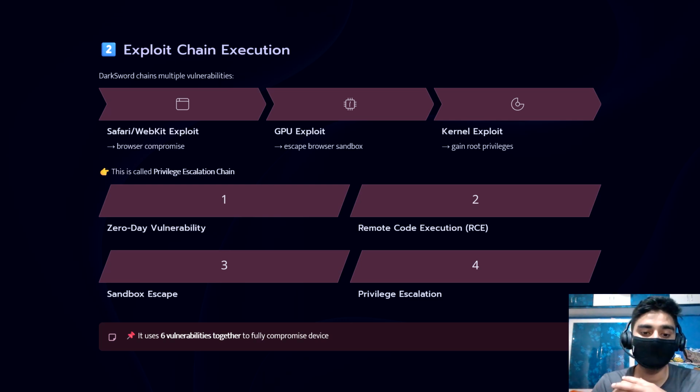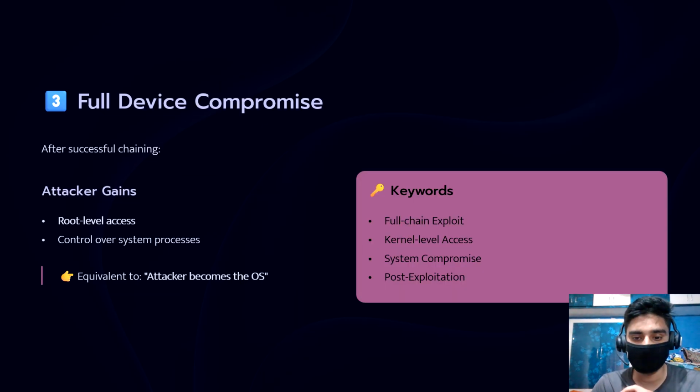Then comes privilege escalation. What is privilege escalation? One is zero-day vulnerabilities, next is remote code execution, third is sandbox escape, and fourth is privilege escalation. These are the four steps of the chain that are exploiting current iOS devices. Then full device compromise: if you do not have proper hygiene, after successful chaining the attacker gains root-level access and control over your system processes, equivalent to the attacker becoming the OS, the true owner of your device.